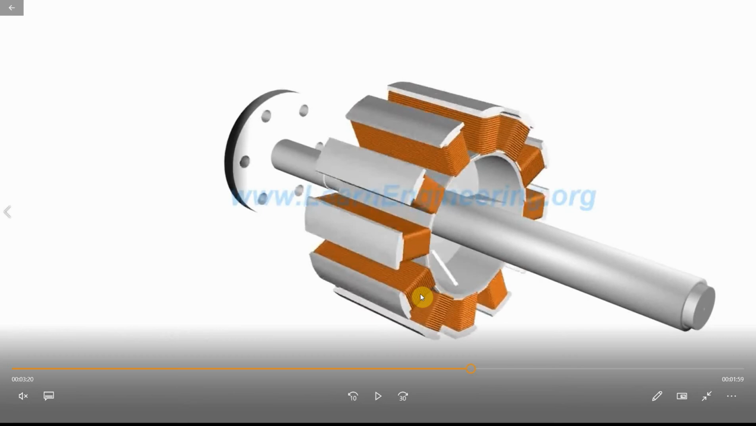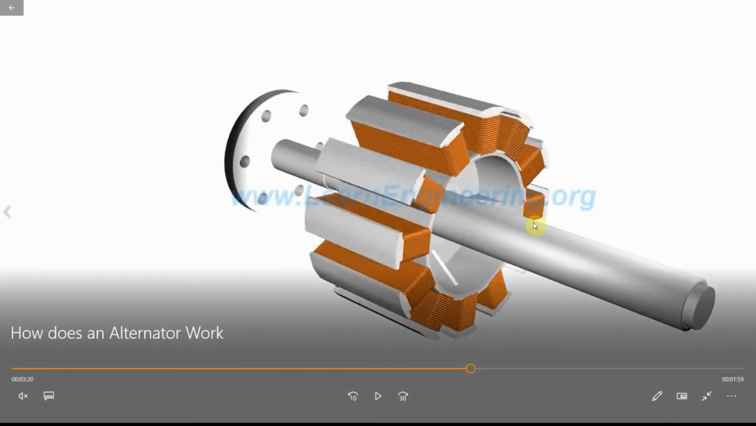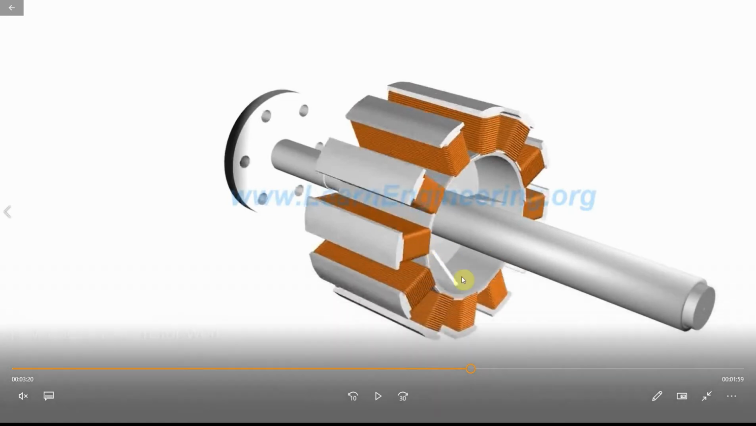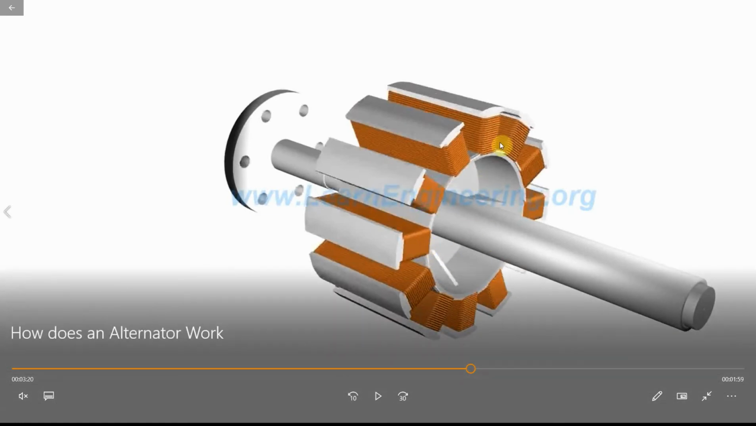So in this salient pole, the poles are maximum and the speed is less. Speed decreases, yes, and always try to find the reason. The reason is that in a hydro power plant, the turbine rotates very slowly, so the shaft will also rotate slowly, which means the field of the rotor will also rotate very slowly. So Ns is decreasing, so P has to increase. That's why P is maximum here.